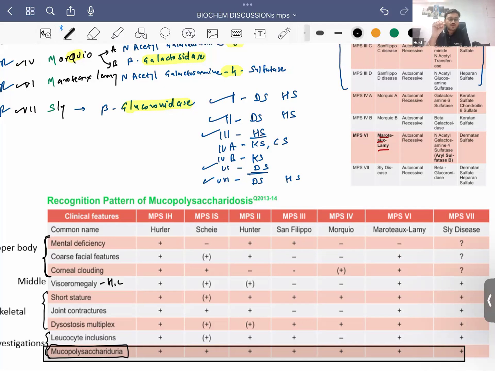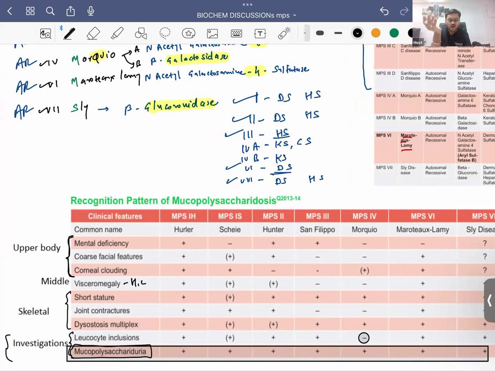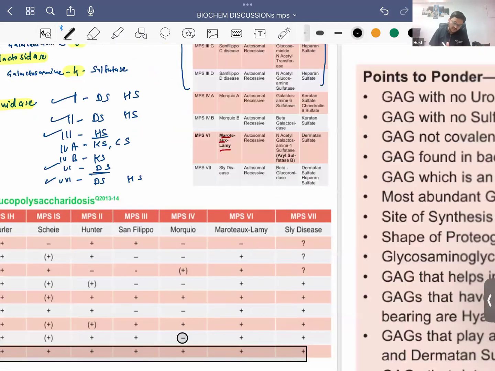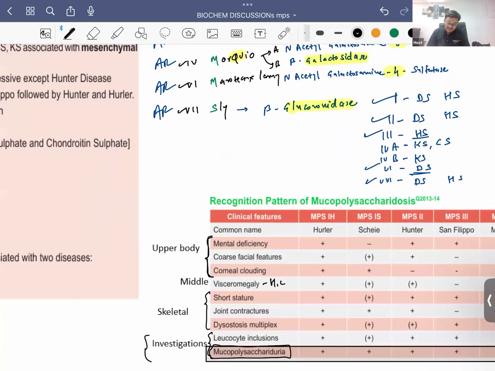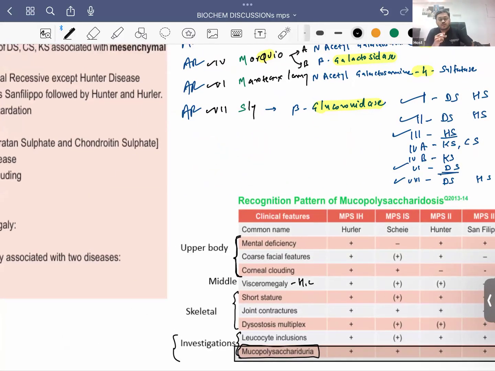The only condition amongst all of them that doesn't have leukocyte inclusions is Morquio syndrome. Except for that, all of them have more or less leukocyte inclusions. Is it clear about these two investigations? The mucopolysacchariduria cannot be asked, obviously, since it is there in all of them. But you can be asked which type of mucopolysacchariduria is there, which you already saw; in type 1 it is DS, HS, and so on. Leukocyte inclusion, you can be asked in which condition we don't see it. Which type of mucopolysaccharidosis does not show leukocyte inclusions? Type 4, or Morquio.